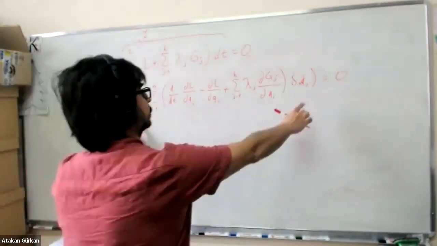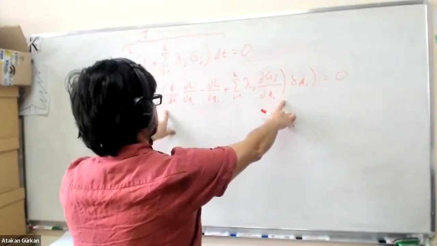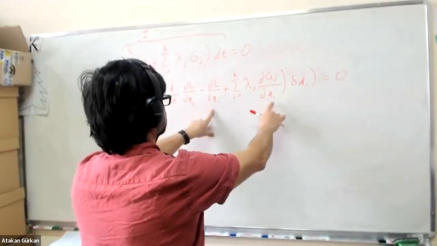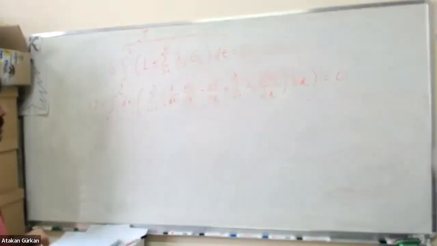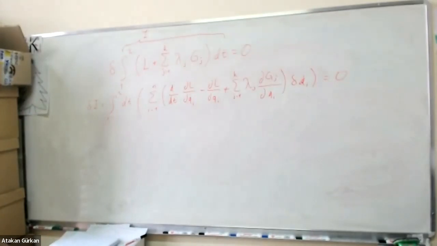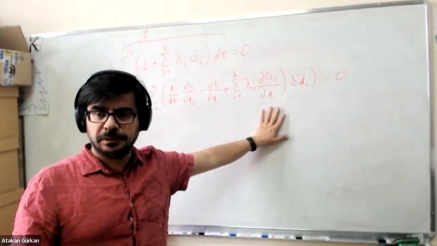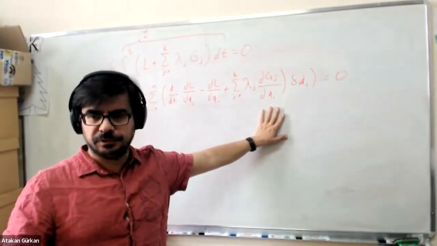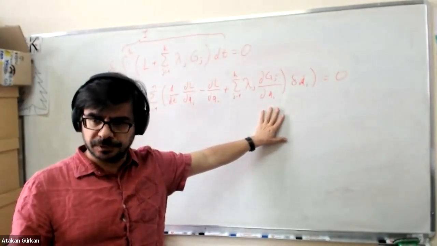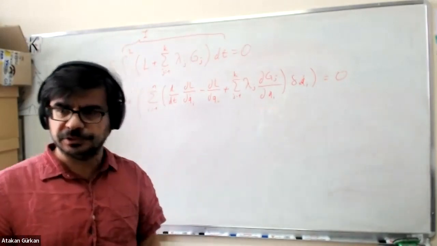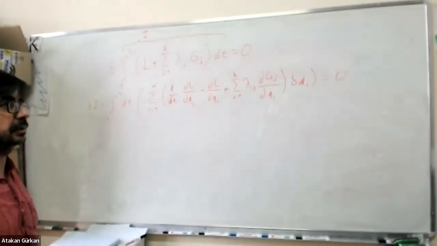So this parenthesis is for that one, this one is for this one. I'm adding up over all i's. So we don't have something regarding Qij here, Qi dot here, simply because we have a whole number of constraints. Our relations do not depend on the velocities, they just depend on the coordinates.